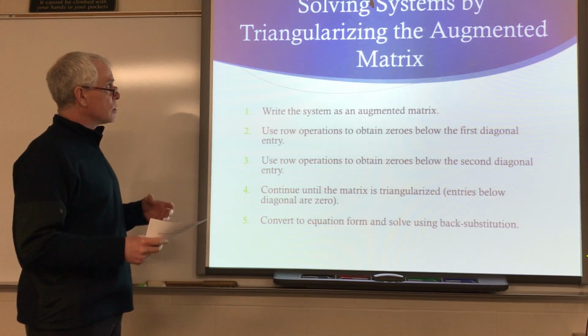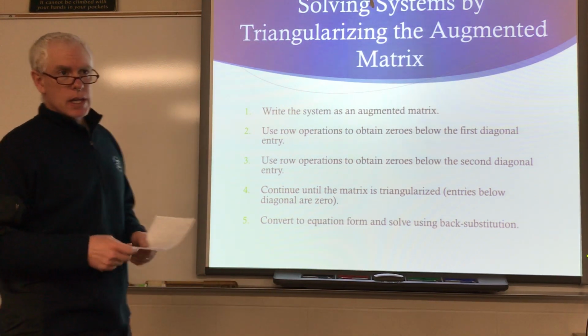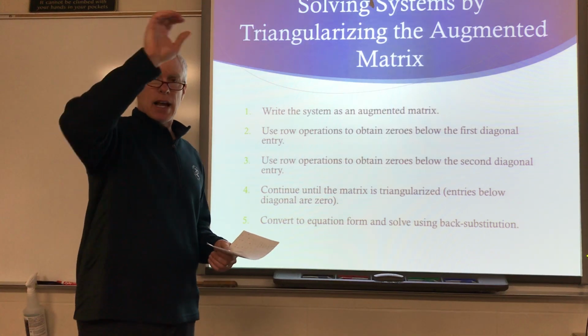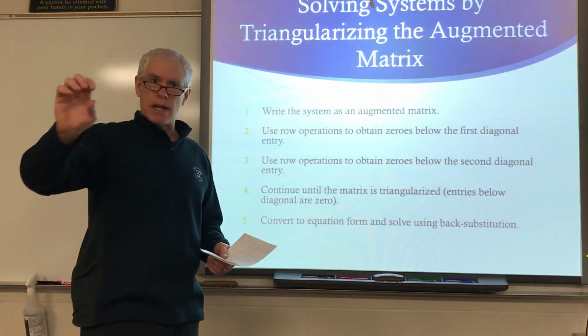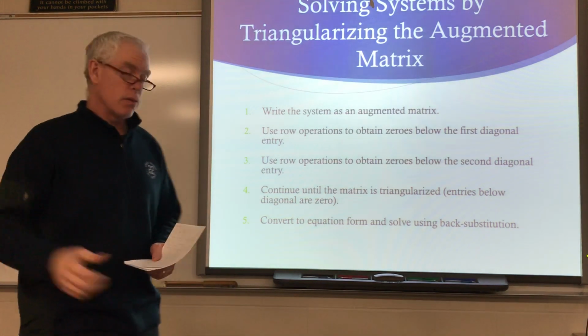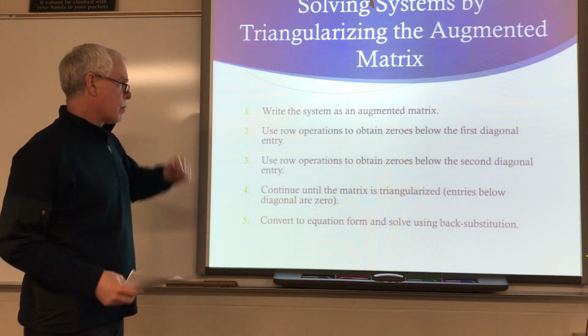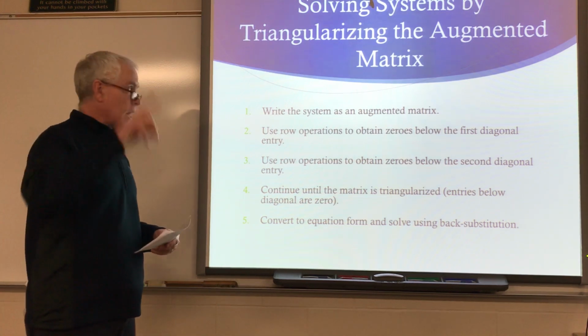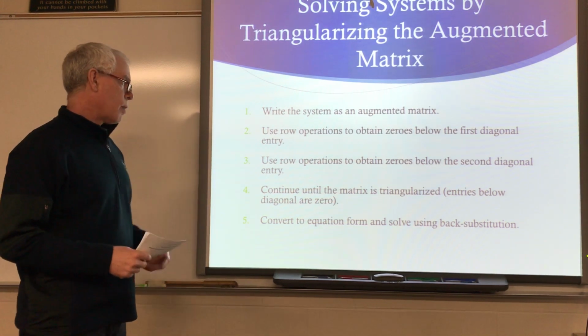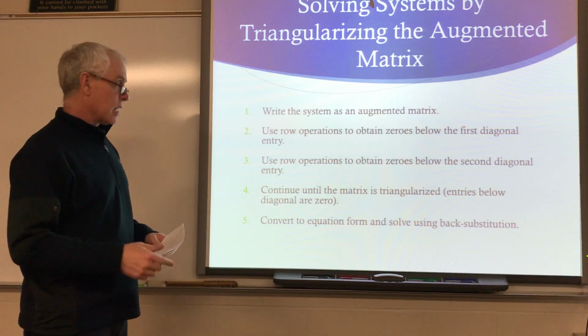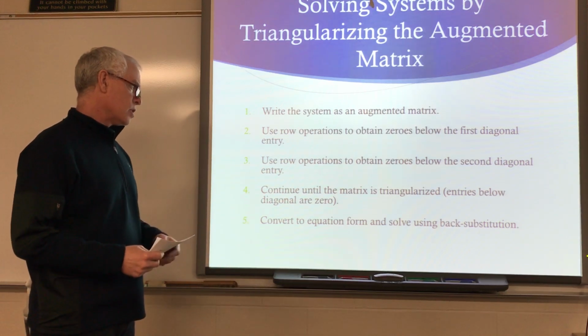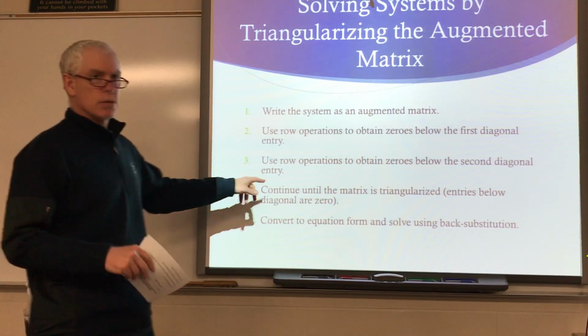We want to solve a system by triangularizing. In other words, try to get it so that I have x, y, z in the first row, only y and z in the second row, and only z in the third row. Okay? Write it as an augmented matrix. Use row operations to obtain zeros below the first diagonal entry. Use row operations to obtain zeros below the second diagonal entry. Continue until the matrix is triangularized, and then back substitute to solve.